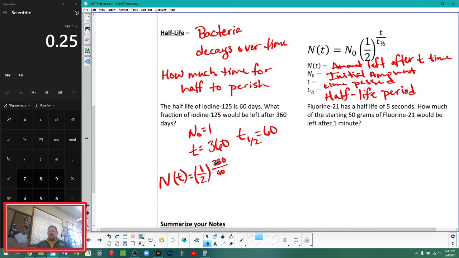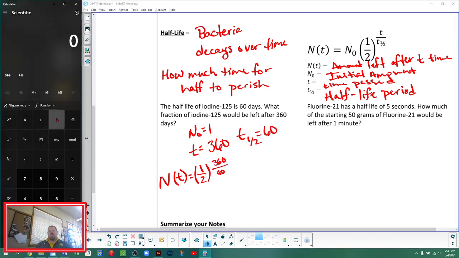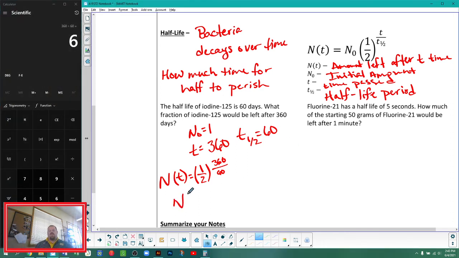And now this part is kind of interesting because it tells us how many iterations of a half-life are going to occur in the amount of time that we want to look at. Because 360 divided by 60, we might know that as 6. So we're trying to see how much is left after 6 half-lives. Okay, so we really have n of t is equal to 1/2 to the 6th power.